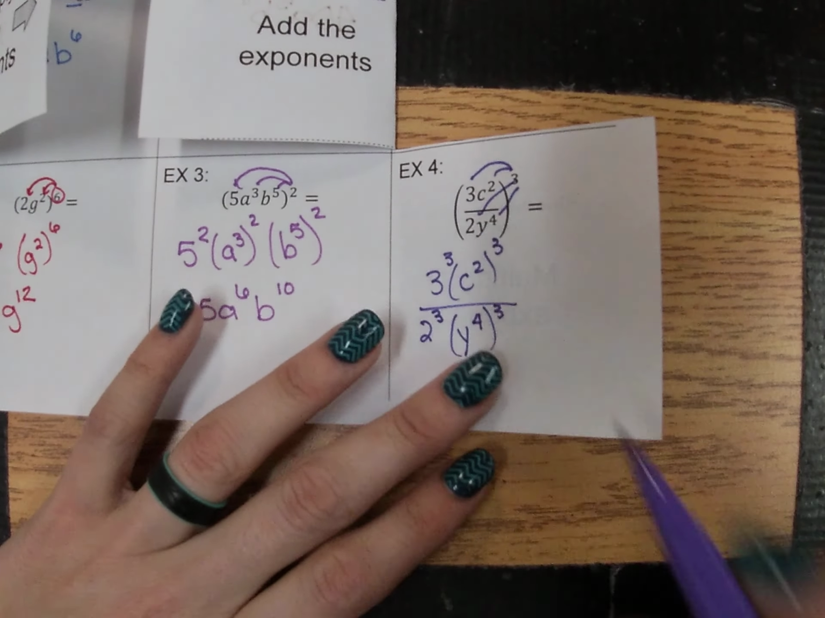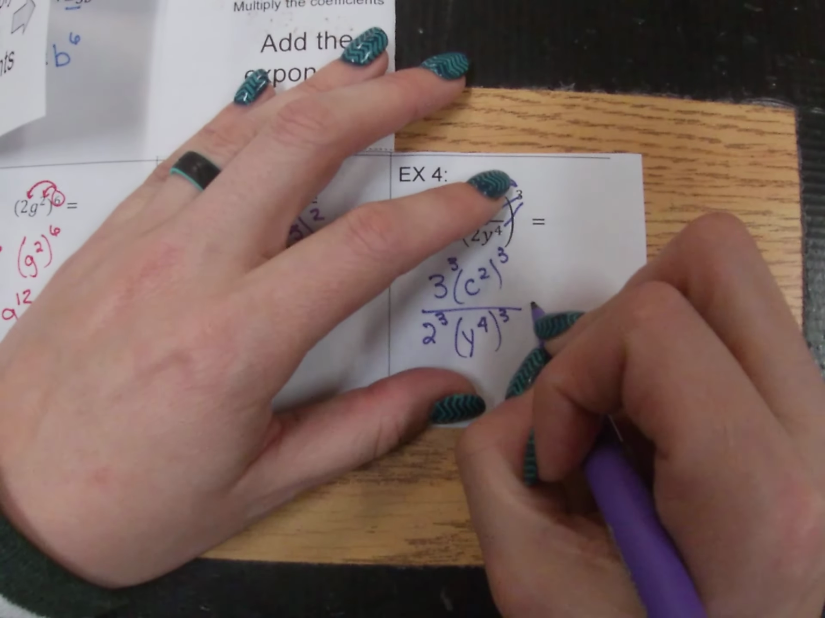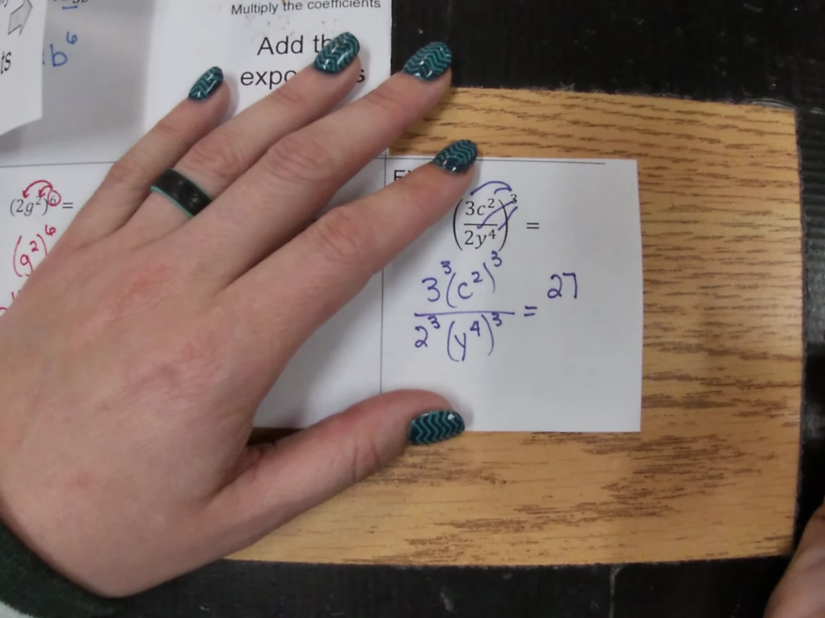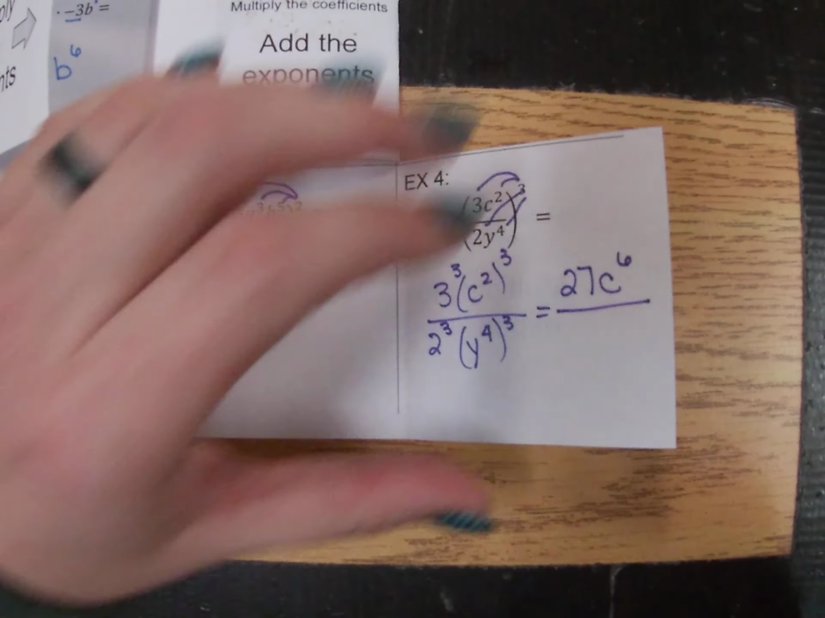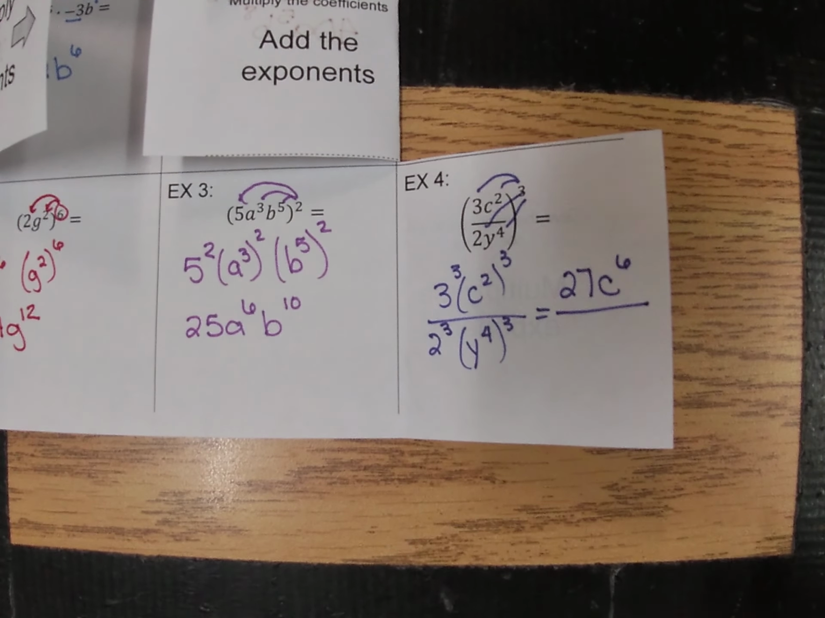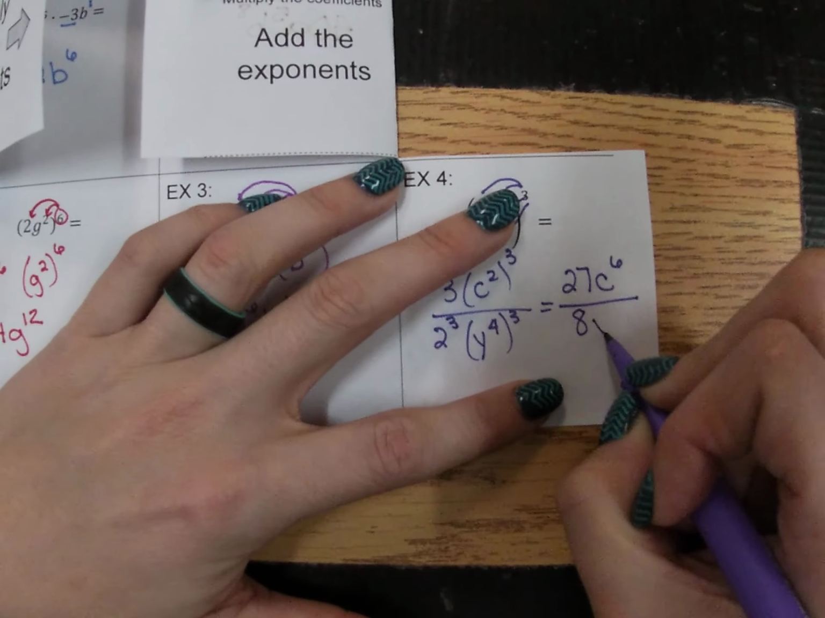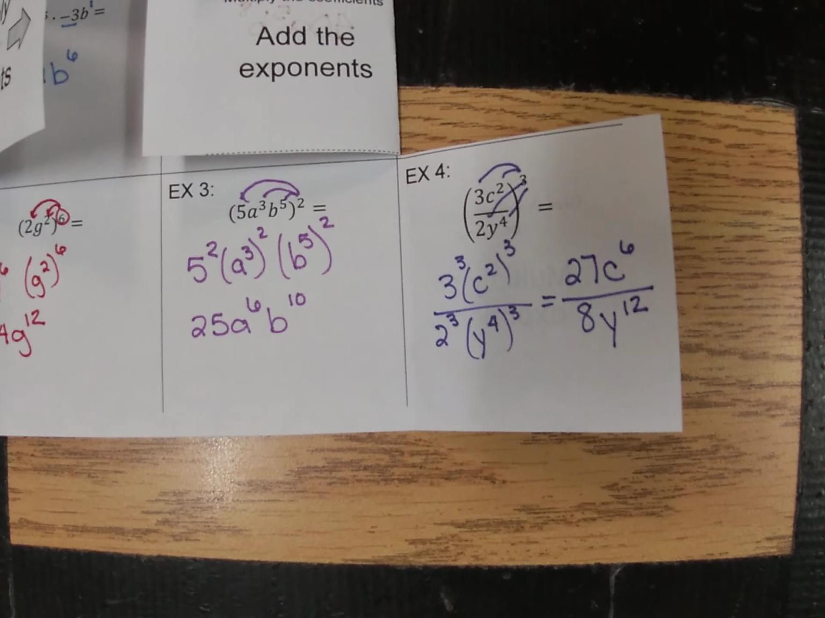Okay, so if we take 3 to the 3rd, we want 3 times 3, which is 9, and then 9 times 3, which is 27. You could also put that in your calculator. And we know with an exponent to an exponent, we are multiplying. So 2 times 3 gives us 6. If we look at the denominator, 2 to the 3rd power, so 2 times 2 times 2. 2 times 2 is 4. 4 times 2 is 8. And then we multiply our exponents, so 3 times 4 is 12. So we'd have 27c to the 6th over 8y to the 12th.